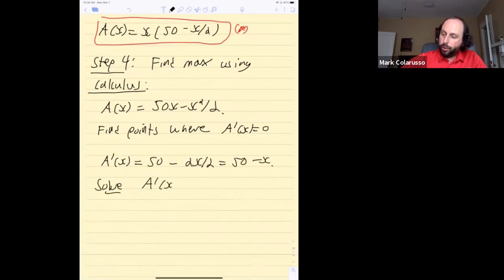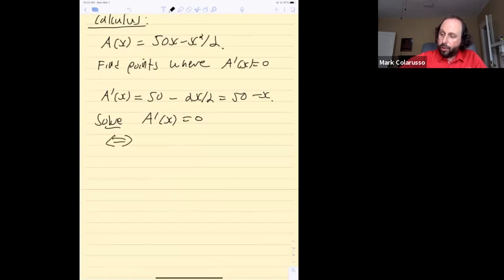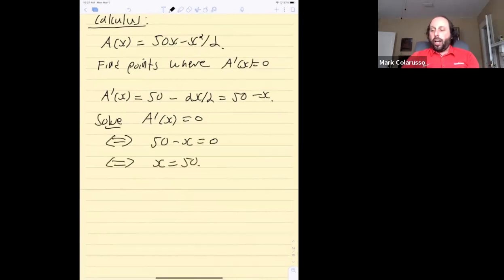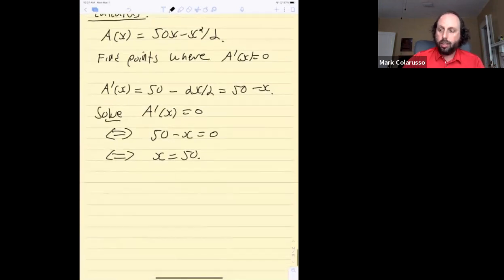A prime of x equals 0. This is just solving, this is very, very easy. This is just solving 50 minus x equals 0. And that's the same thing as saying x equals 50. And now we need to check that this actually maximizes the area using the first or second derivative test. I'll again go with the second derivative test here because it's very easy.